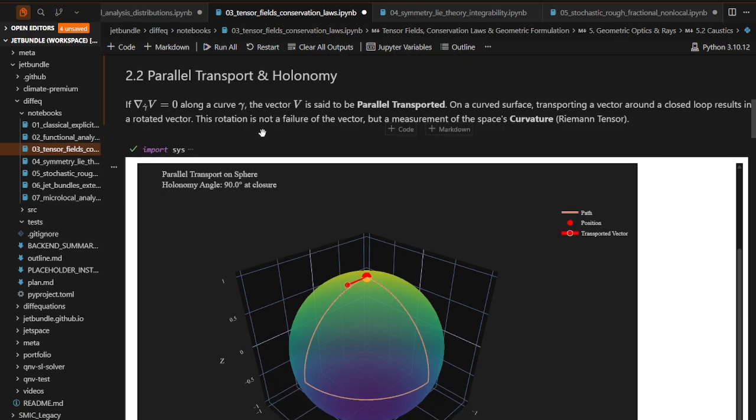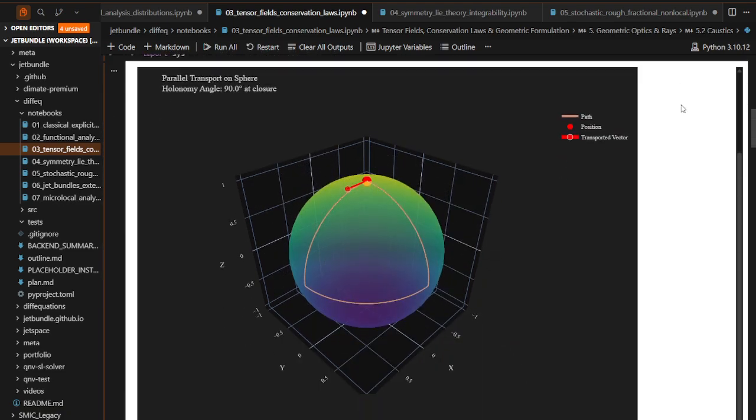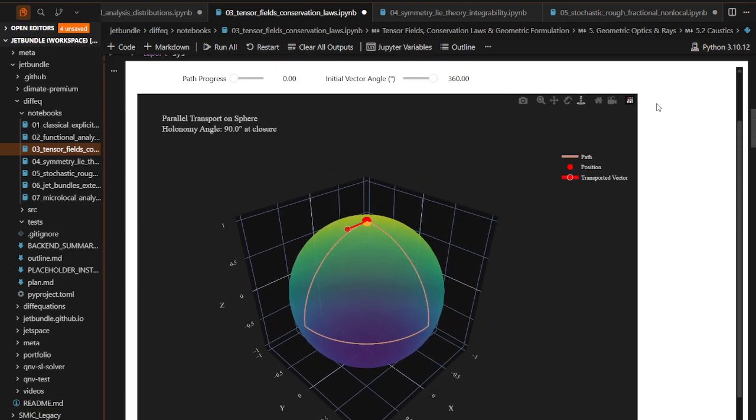The covariant derivative along a curve gamma is said to be zero. If it's zero, then it is said to be parallel transported. On a flat space, this means that the vector stays the same, but on curves like a sphere, dragging a vector around a loop brings it back rotated. This idea encodes something called holonomy.